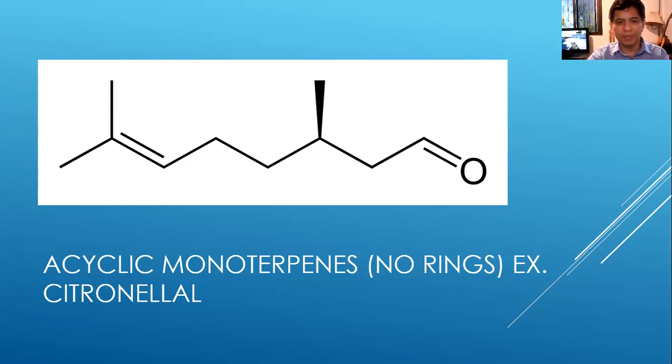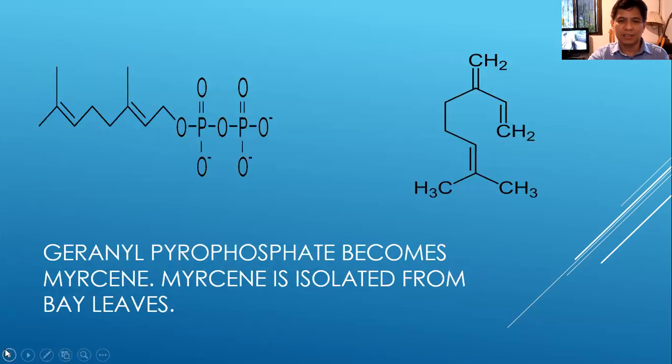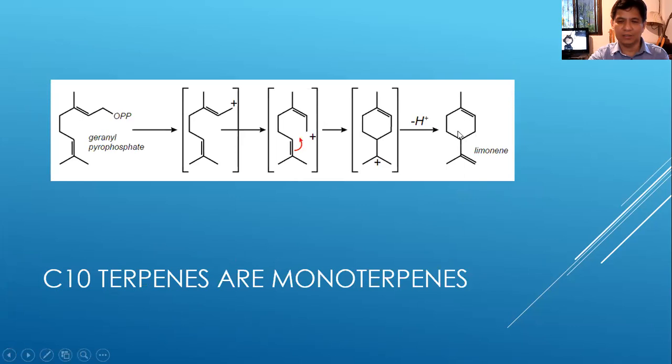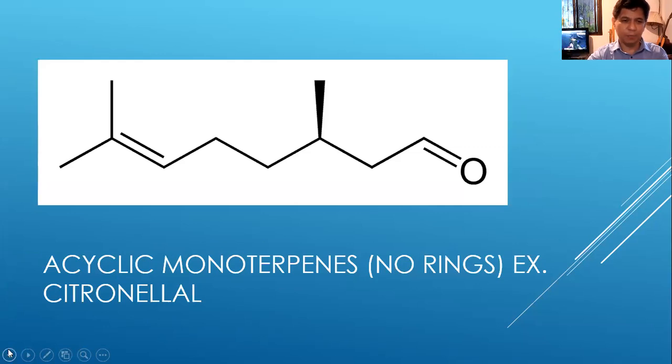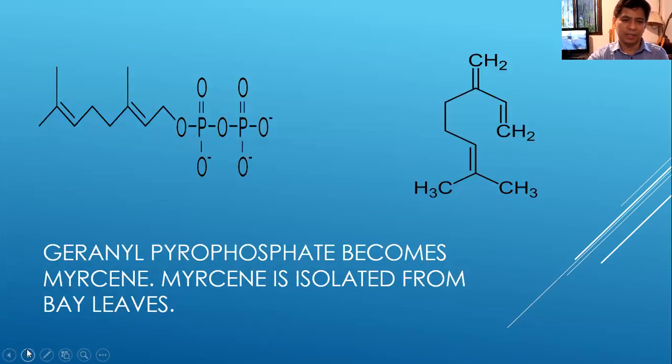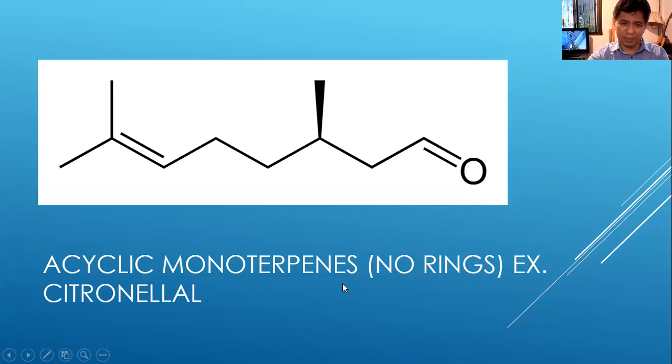Okay. So, merong mga acyclic monoterpenes. Yung tinignan natin kanina, cyclic siya, no? Meron siyang ring, yung limonene. So, meron namang mga acyclic, ibig sabihin walang ring. Of course, myrcene is acyclic. And then the other acyclic monoterpene is citronellal. So this is a terpenoid, ano? Kasi may carbonyl carbon siya sa dulo. Yun, acyclic monoterpene, citronellal. Citronella.